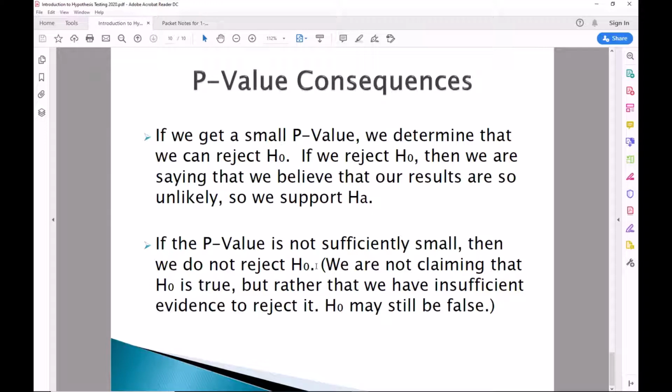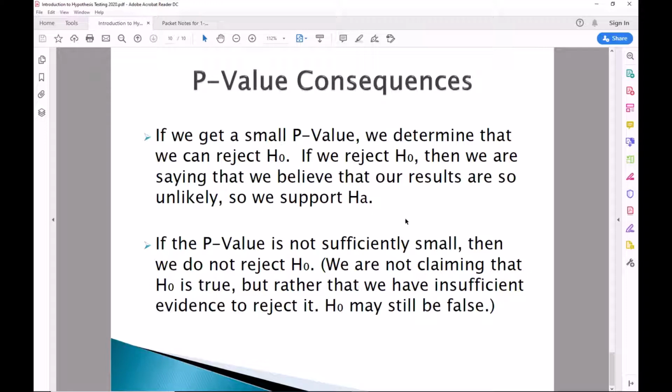Okay? We're going to keep that as potentially true, right? Because we just don't have any evidence to challenge it. We're actually not claiming that it's true, but we just have insufficient evidence to reject it. Actually, H0 could still be false. All right? So, a lot of this is subject to error. We can make mistakes on this without even knowing it. But that's the nature of statistics.